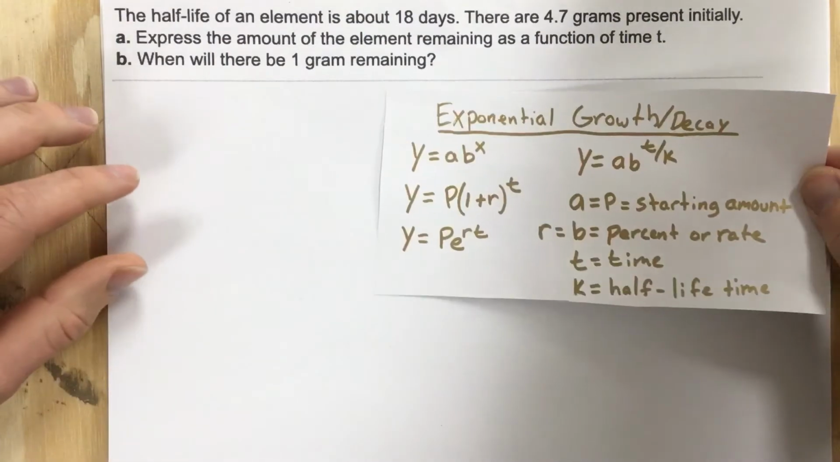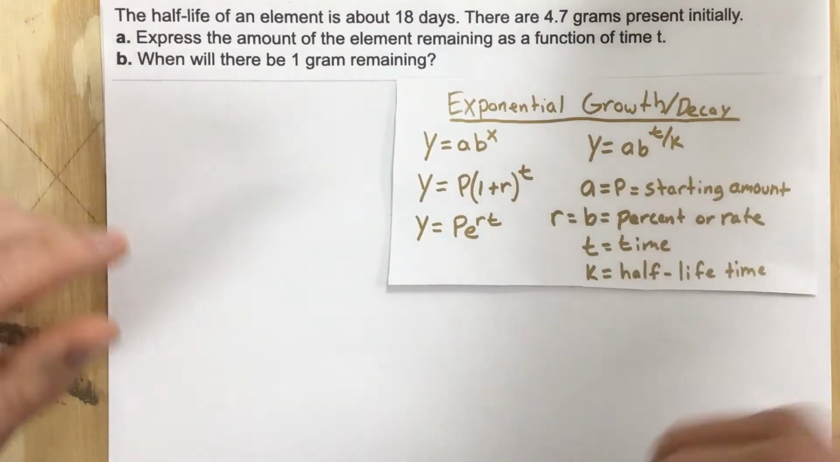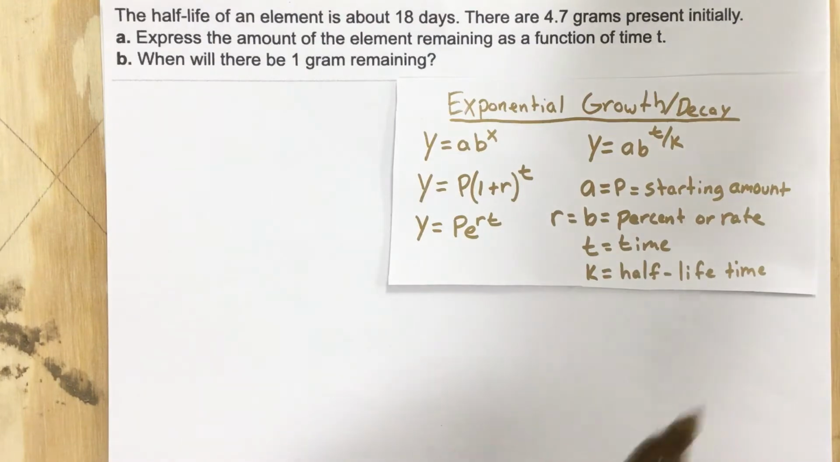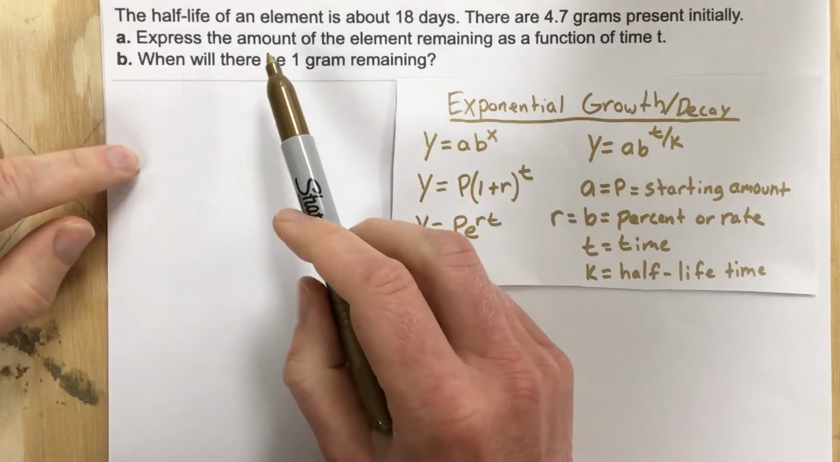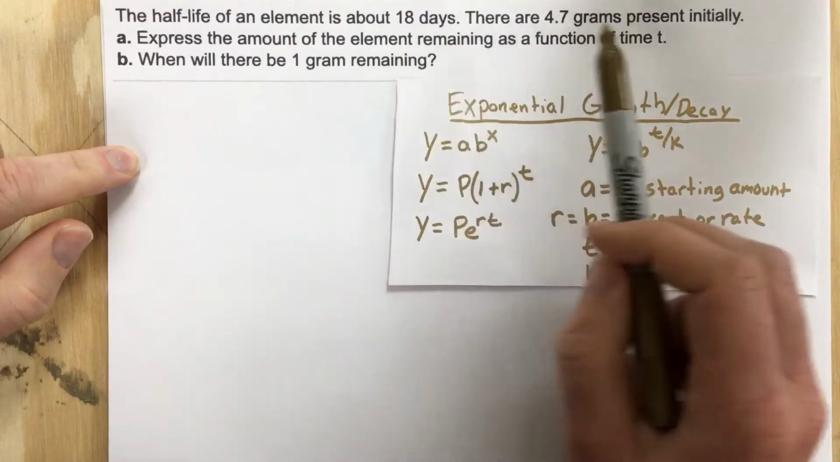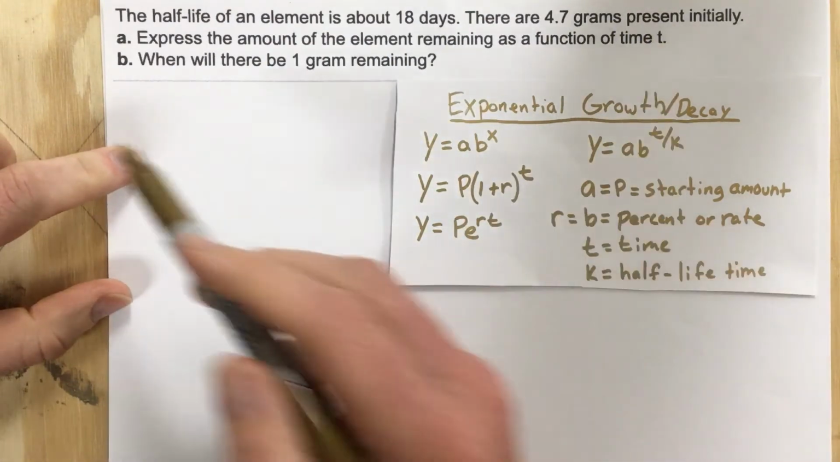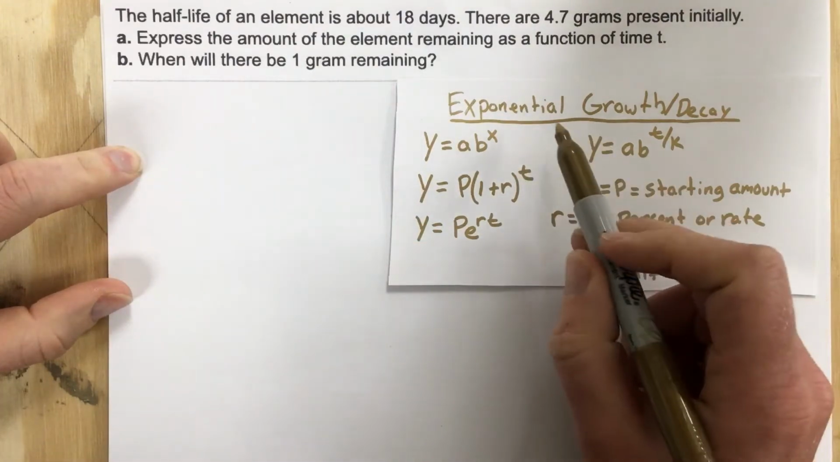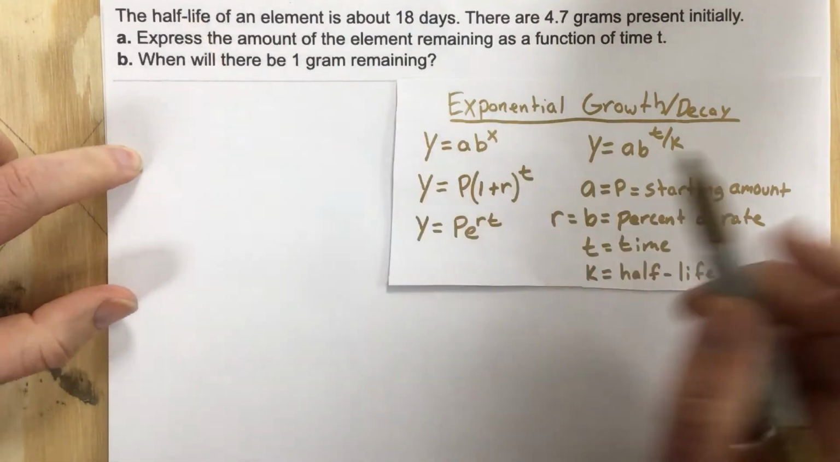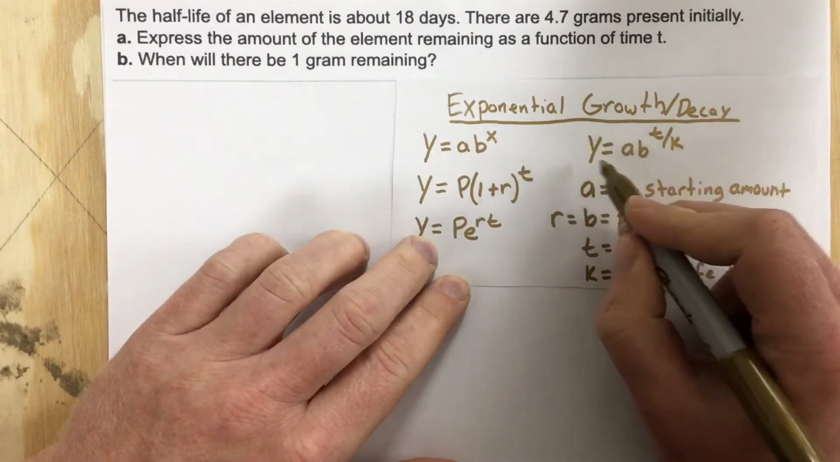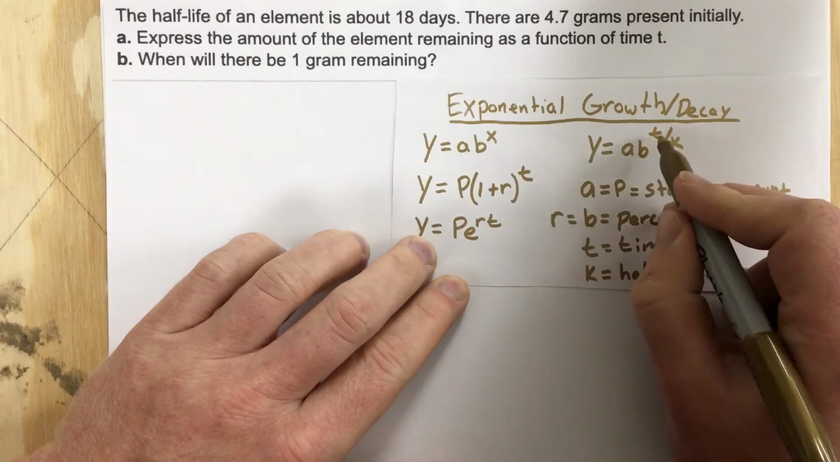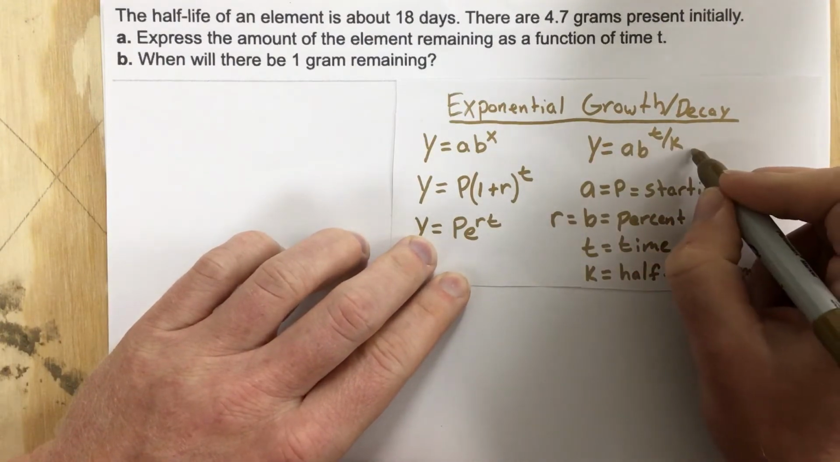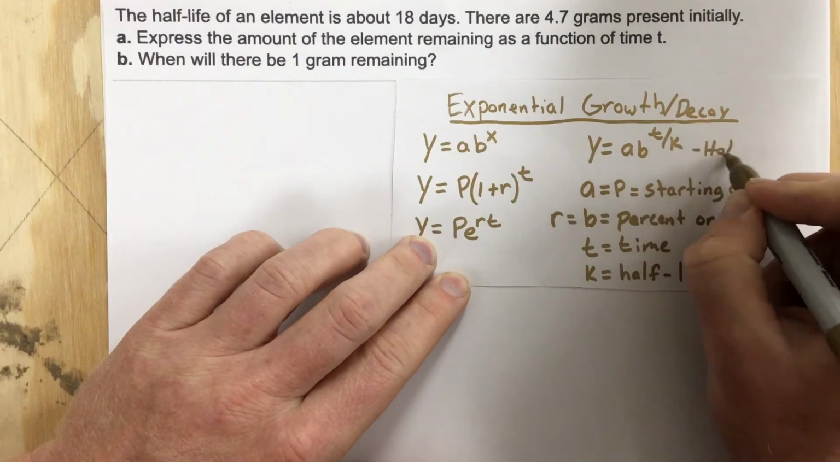So for part A, they're asking us to write an equation, and they want that equation to represent the amount of the element remaining as a function of time. So we're going to use one of these functions. I think the function we're going to have to use because of the half-life is the half-life formula. So that's y equals ab to the t over k. This is the half-life formula.